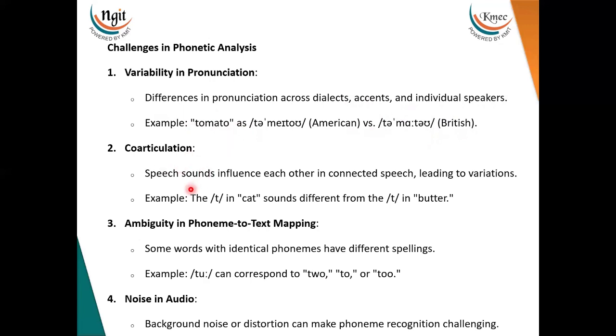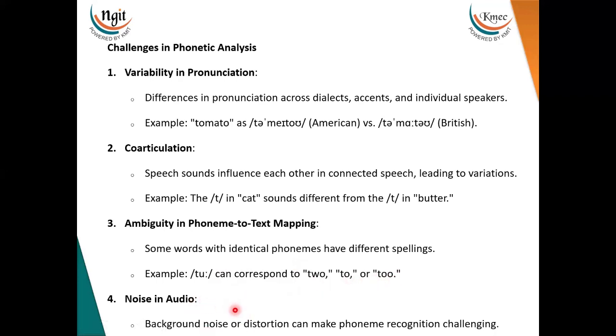Next is co-articulation. Speech sounds influence each other in connected speech, leading to variations. For example, the T in cat sounds different from the T in butter. Next is ambiguity in phoneme to text mapping. Some words with identical phonemes have different spellings. For example, the phonetic transcription "tu" can correspond to two, to, or too. If you observe, these three are pronounced very similarly, and an end user can understand them only based on context, and nothing else. That is the ambiguity in phoneme to text mapping.